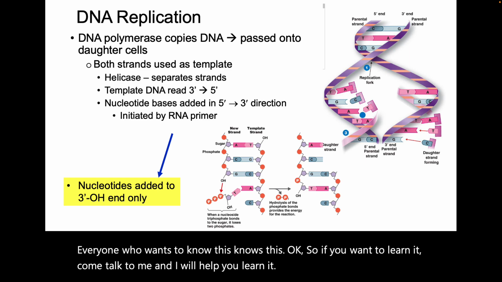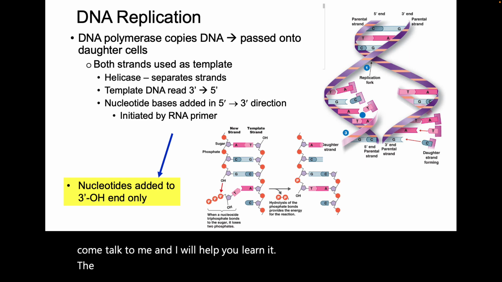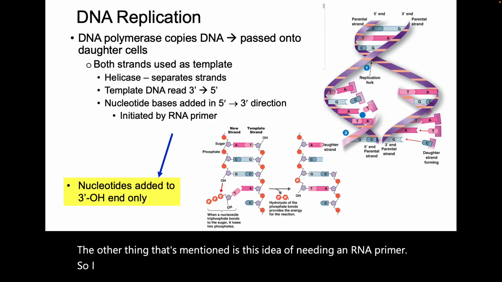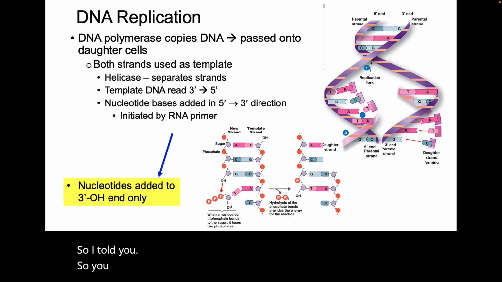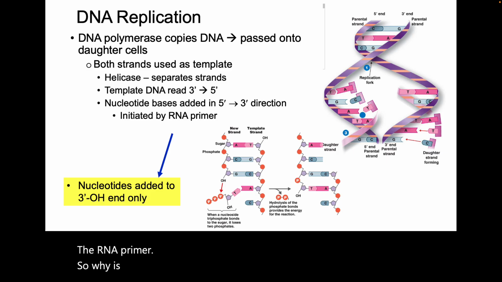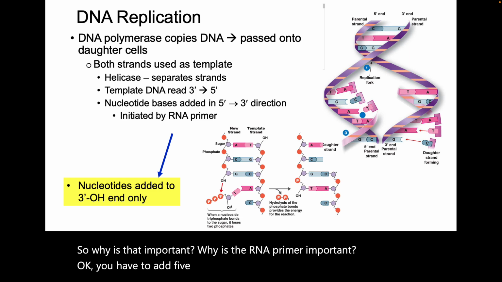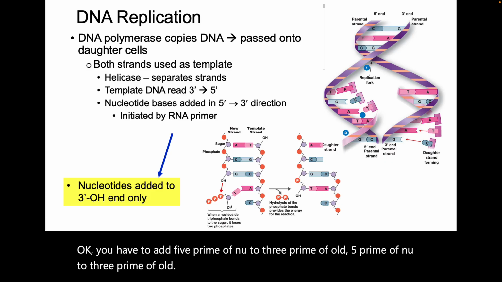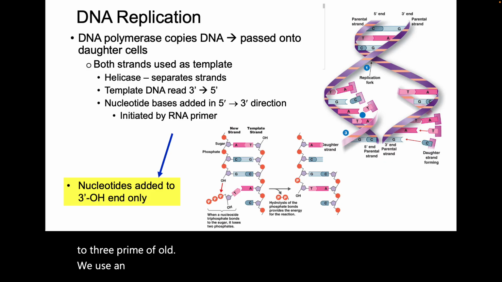Okay. The other thing that's mentioned is this idea of needing an RNA primer. So you have an enzyme called primase. That's the one that makes the RNA primer. So why is that important? Why is the RNA primer important? You have to add 5' of new to 3' of old. 5' of new to 3' of old. We use an enzyme called DNA polymerase.